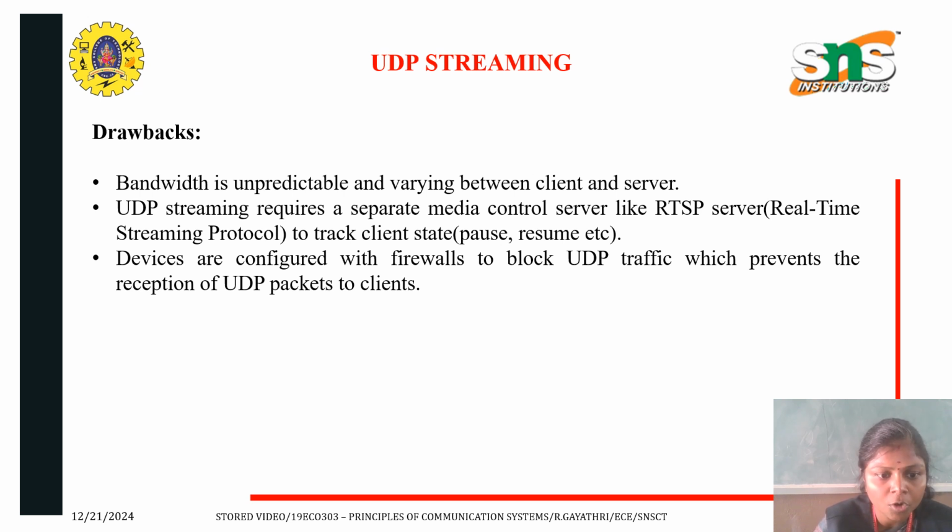UDP streaming drawbacks. The bandwidth is unpredictable and varying between client and server. UDP streaming requires a separate media control server like RTSP server, real-time streaming protocol, to track client state: pause, resume, stop, etc. The devices are configured with firewalls to block UDP traffic, which prevents the reception of UDP packets by clients.